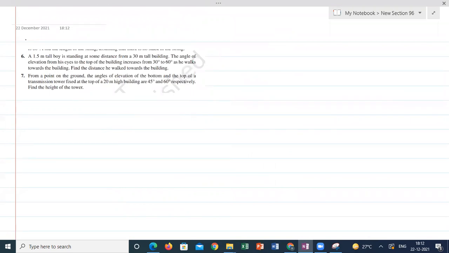Try this question. From a point on the ground, the angle of elevation on the bottom and top of a transmission tower fixed at the top of a 20-meter high building is 45 degrees to 60 degrees. So there is a building, and on the top of the building there is a transmission tower, and this is the ground. There is a point on the ground. This is the observation point. AB is the building, and on the top of the building there is a transmission tower BC.